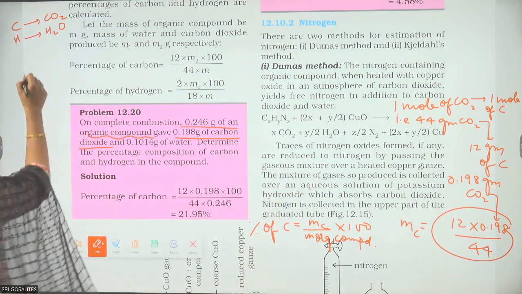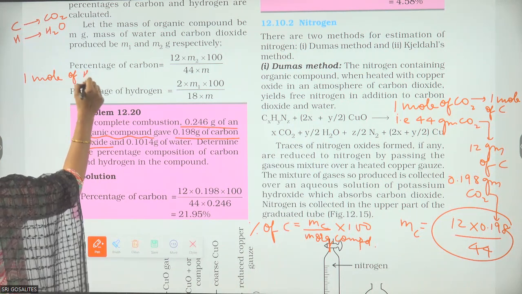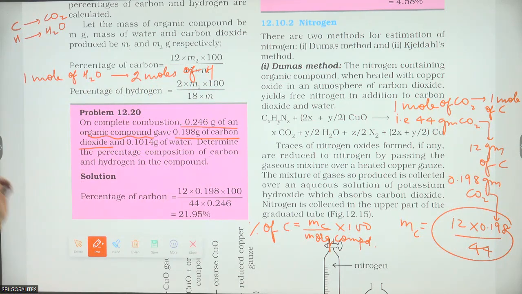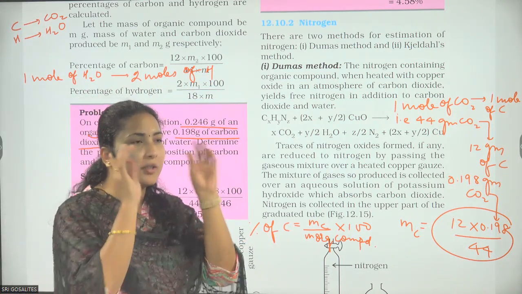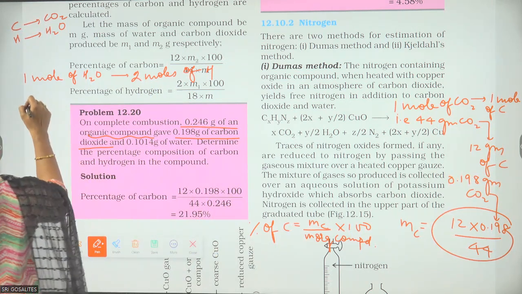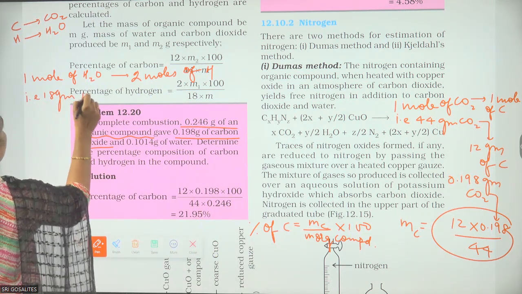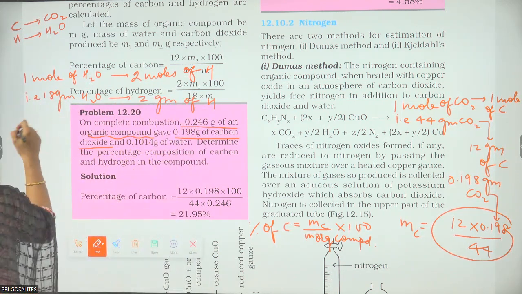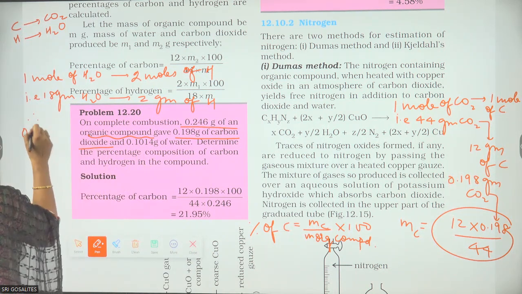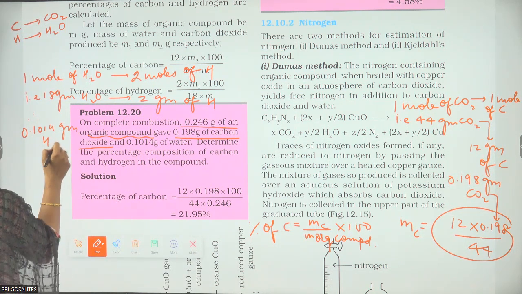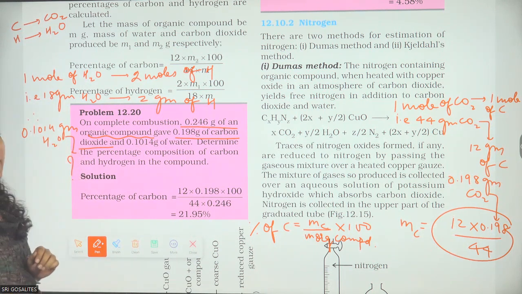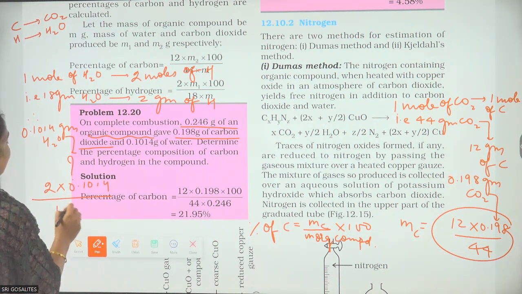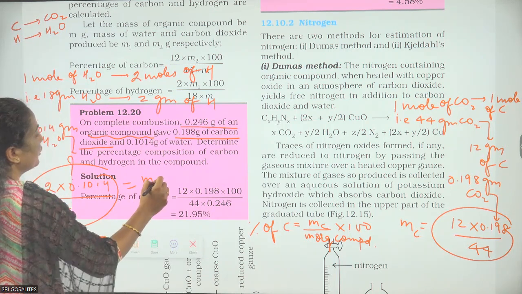In case of hydrogen, 1 mole of H2O gives me 2 moles of hydrogen, right? You need not remember any formula here. You just have to understand this basic thing. So 18 grams of water gives you 2 grams of hydrogen. Therefore, 0.1014 gram of water will give you how much hydrogen? That will be 2 into 0.1014 upon 18. This is the mass of hydrogen you have got.